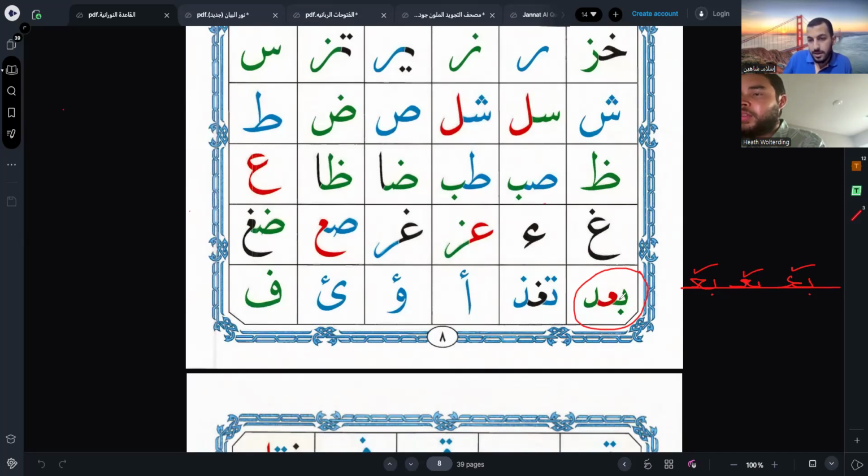Ha is not convex like this one. Ha comes like this in the middle. This is always the shape of ha. Fine. Okay. So how about this, and this one?